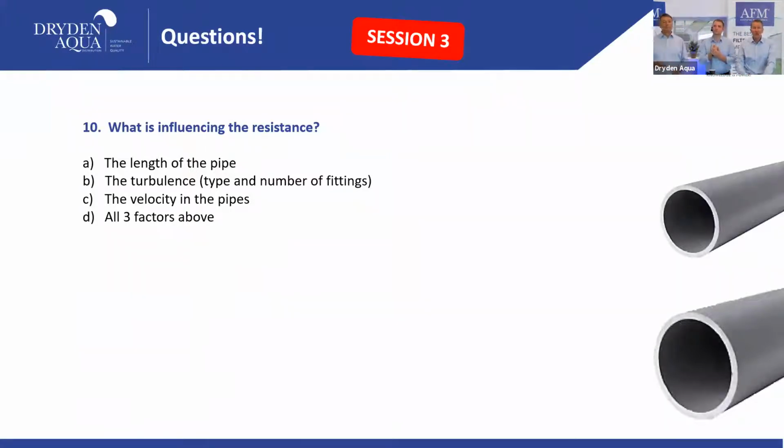Okay, session 3. What is influencing the resistance? Remember the resistance. Is it A, the length of the pipe, B, the turbulence, meaning type and number of fittings, or C, the velocity in the pipes, or D, all 3 factors above? And D comes from Daisy. So D is always a good choice.